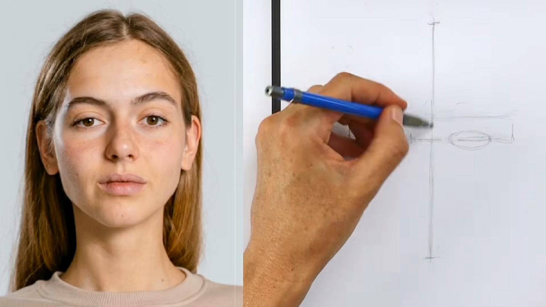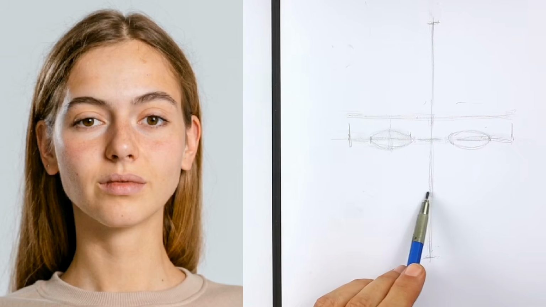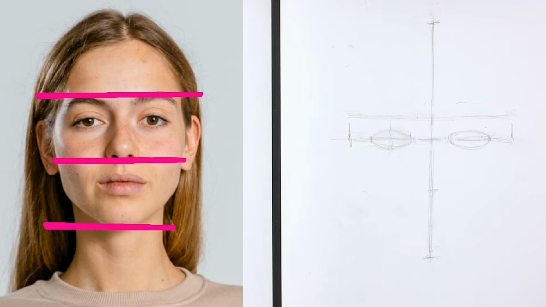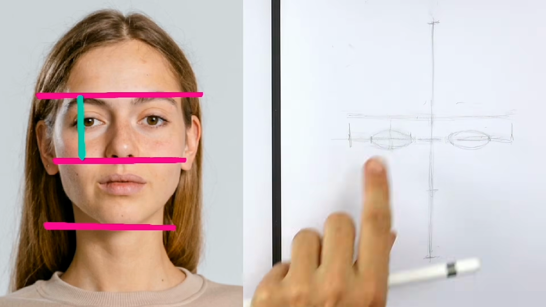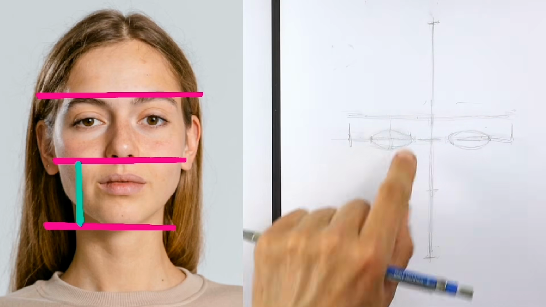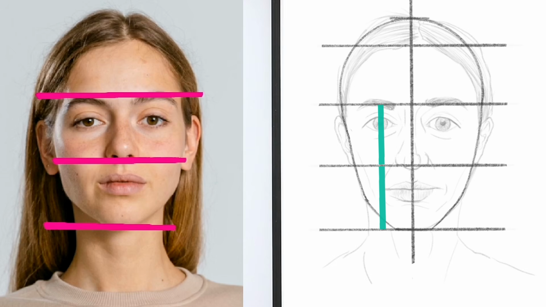The reason we need to put the eyebrow line in first is because then we can find the placement of the nose. The placement of the nose is usually halfway between the eyebrows and the chin. If you look at this photograph and watch me measure it with that green line, you can see that this is true in this case. The nose is halfway between the eyebrows and the chin. What we've done here is we've created 2 equal spaces, and these form 2 of the 3 thirds of the face.